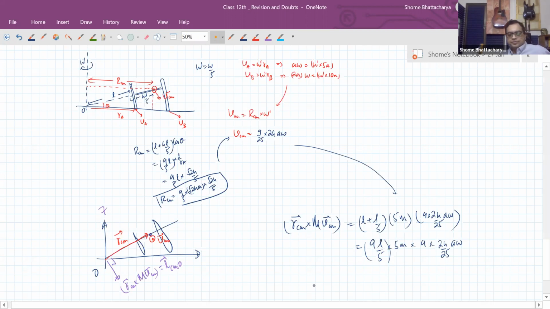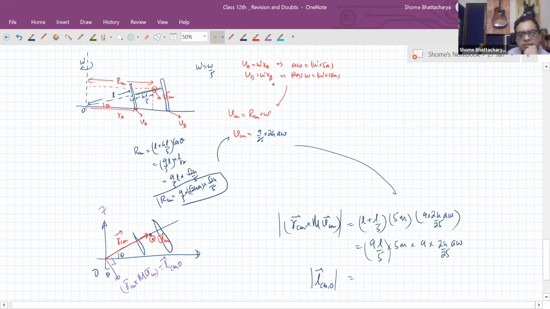Okay, so this term, angular momentum of the center of mass about the point O, now has a magnitude and direction. You can see it's along this direction. If this angle is theta, then here this angle is theta. So it's got a magnitude of 9 by 5 into 9. Now L also you'll have to substitute as root 24.